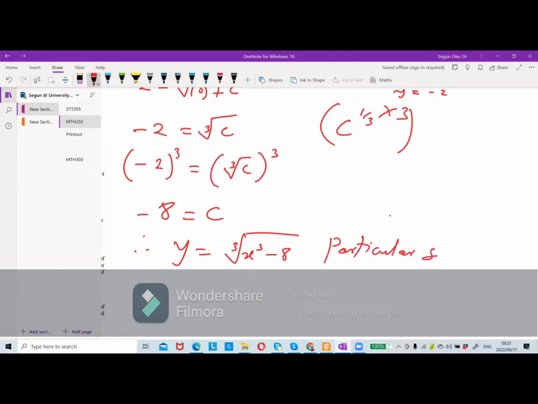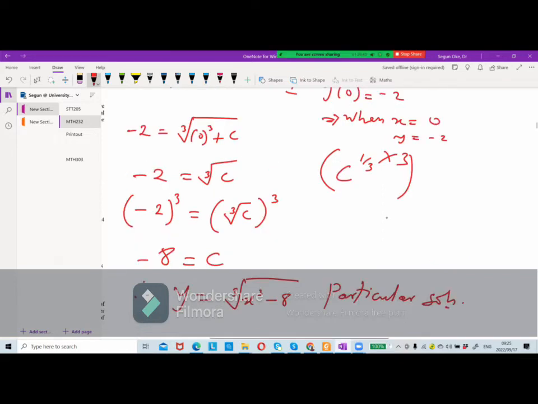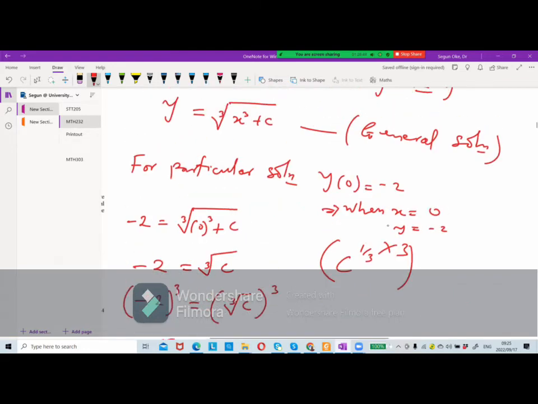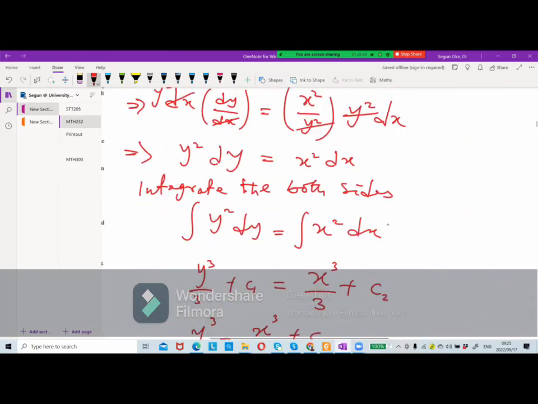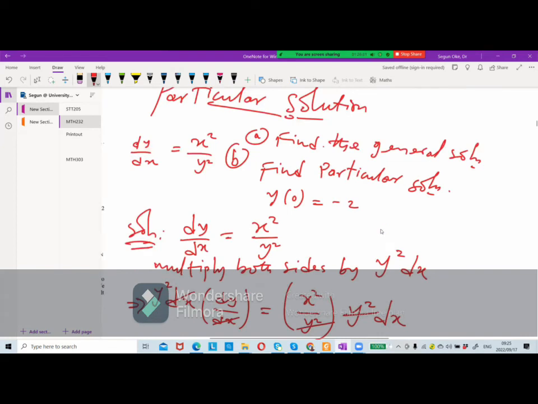This thing is not hard if you can practice. Any question? Hello, sir. Yes, go ahead. I'm a bit confused. When you say when x is 0, y equals minus 2, I don't understand where that came from, sir. Where we got it? Yes, sir. It's on the question. Look at it.